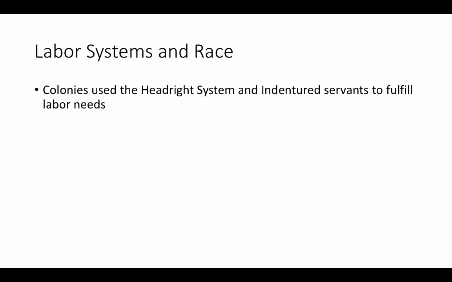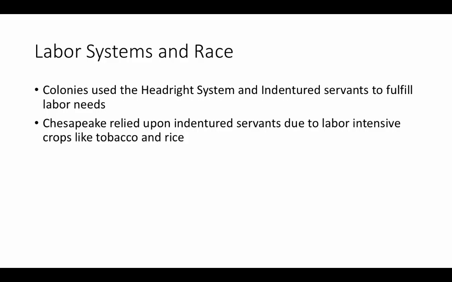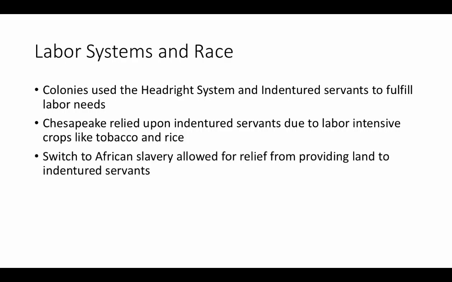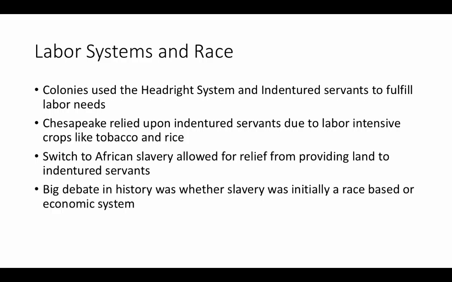Labor systems and race. So colonists used the headright system and indentured servants in order to fulfill their labor needs, especially within the Chesapeake. And remember, we talked about how there were really those labor-intensive products like tobacco and rice. The switch to African slavery was meant to allow for a relief from providing land to indentured servants.